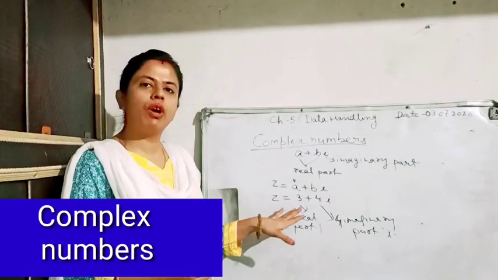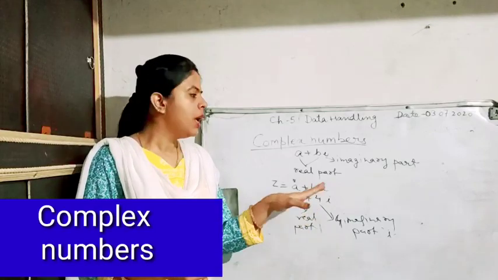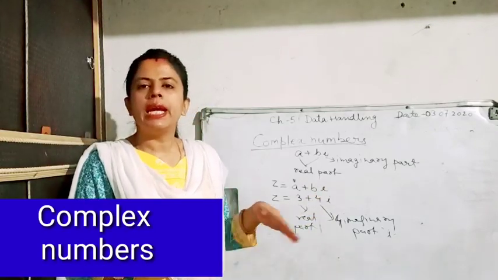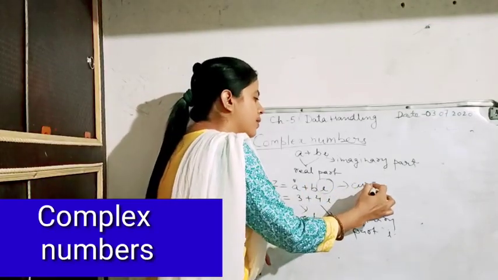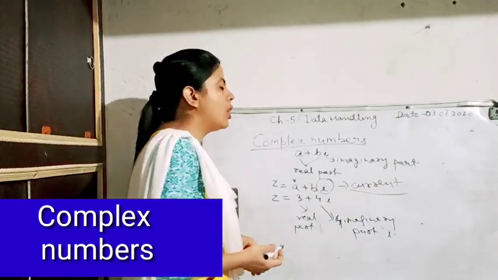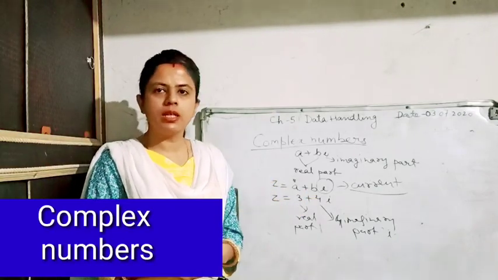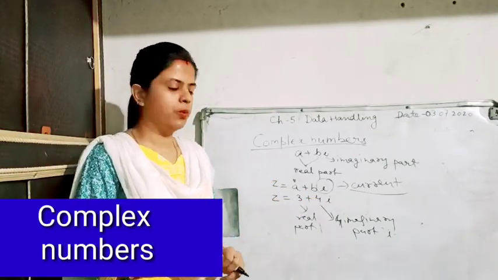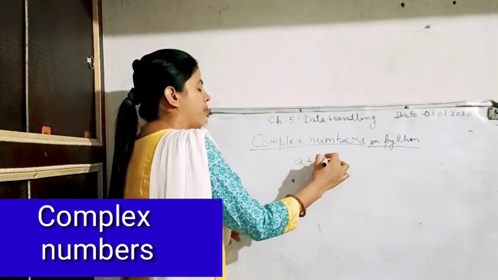So any number which you find in the form of a plus bi is called a complex number. Basically these are used in electrical engineering, where i represents current. Okay, but why it is used in Python and how it will be used in Python as a data type, let's see that now. The complex number in Python will be represented as a plus bj.